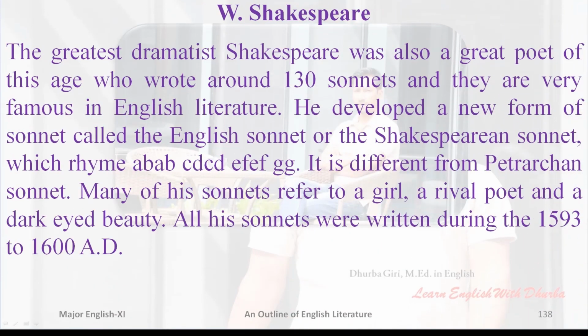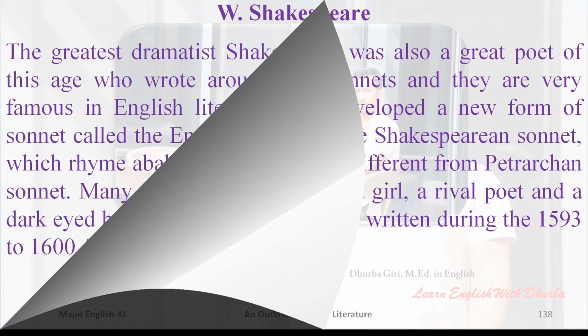W. Shakespeare. The greatest dramatist, Shakespeare, was also a great poet of this age who wrote around 130 sonnets, and they are very famous in English literature. He developed a new form of sonnet called the English sonnet or the Shakespearean sonnet, which rhymes ABAB CDCD EFEF GG. It is different from the Petrarchan sonnet. Many of his sonnets refer to a girl, a rival poet and a dark-eyed beauty. All his sonnets were written during 1593 to 1600 AD.